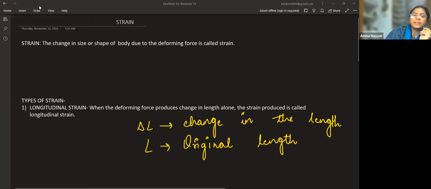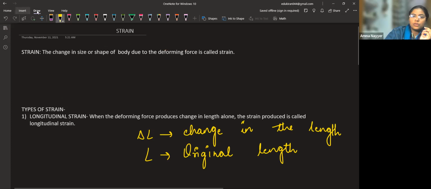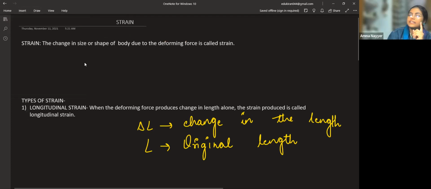Now the next topic is strain. So one we have completed, that is stress. Stress was like pressure, force per unit area. SI unit was also the same. SI unit was pascals only, or newton per meter square. Now you have the topic strain.